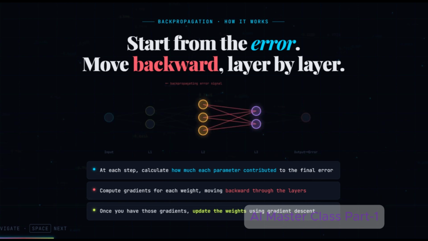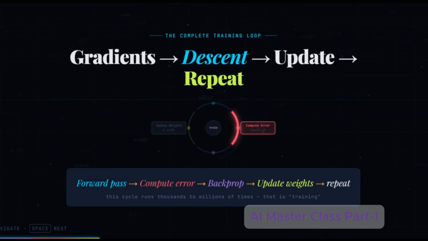In this, at each step, you calculate how much each parameter contributed to the final error. So you start from the error, then move backwards layer by layer, computing gradients for each weight. Once you have those gradients, you update the weights using gradient descent.